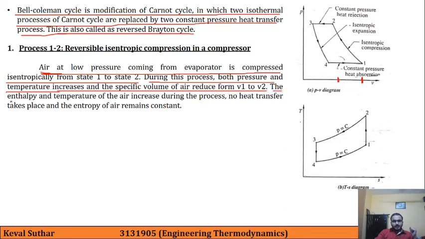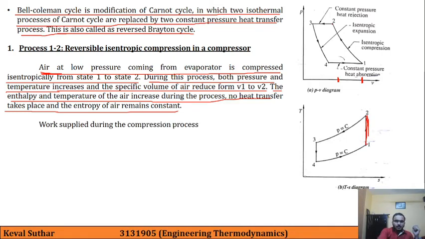The enthalpy and temperature of air increase during the process and no heat transfer takes place, and the entropy of air remains constant. That can be seen over here, that entropy remains constant. So work supplied during the compression process is given by Wc = m Cp (T2 - T1). That is quite evident from the figure also.